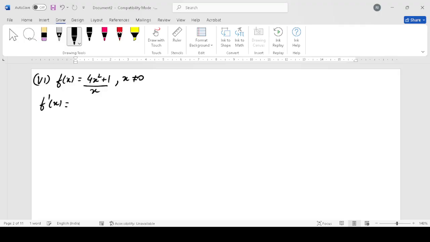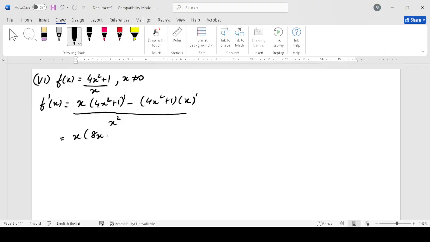Differentiation of this function, f'(x), we'll be using the quotient rule. So f'(x) = (x times the differentiation of (4x² + 1) minus (4x² + 1) times the differentiation of x) divided by x². Now differentiation of 4x² + 1 becomes 8x + 0, minus (4x² + 1), differentiation of x is 1, divided by x².